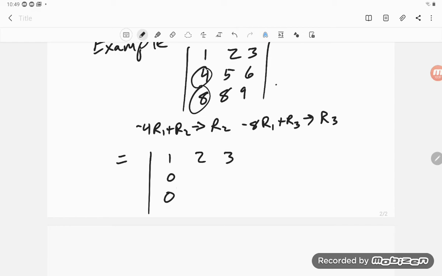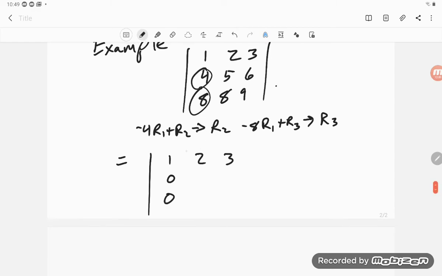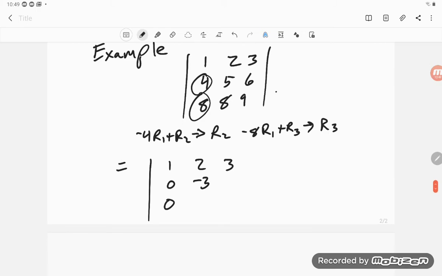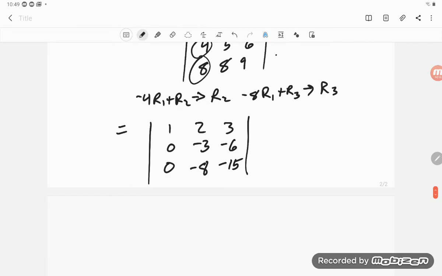Those are both zeros. And then we get what? Let's see. So that'd be -8, that'd be -3, and -9 plus 6 is a -3, I think. Sorry, -12 plus 6 is a -6. And then we do -8, so we get -16 plus 8 is -8, and -24 plus 9 is -15. Okay, so we get that matrix.